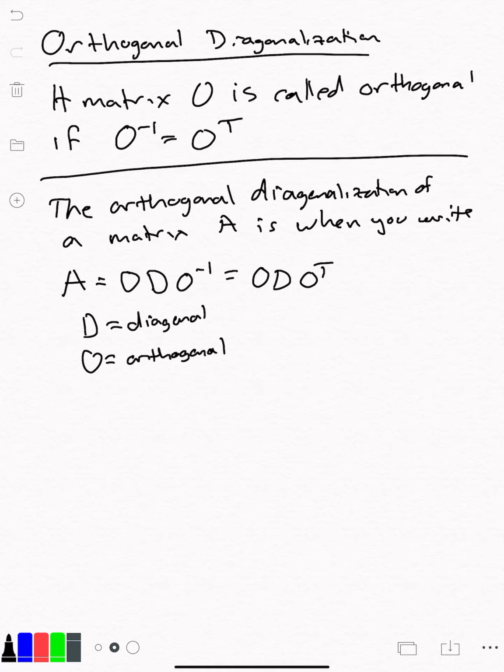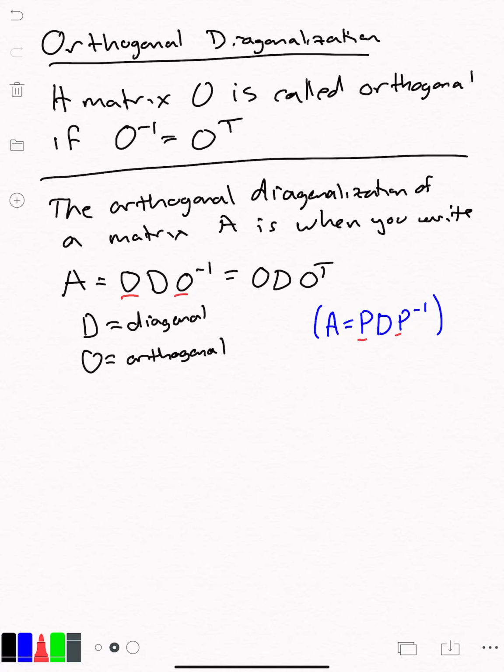So this here is the definition, and just to remind you, it's very similar to the regular diagonalization. The only difference is that before we were allowed to have any matrix P here, and now we want it to be an orthogonal matrix. That is literally the only difference between a regular diagonalization and an orthogonal diagonalization.